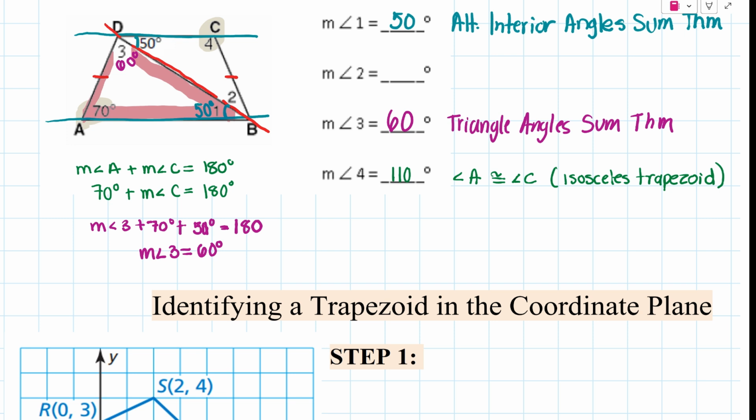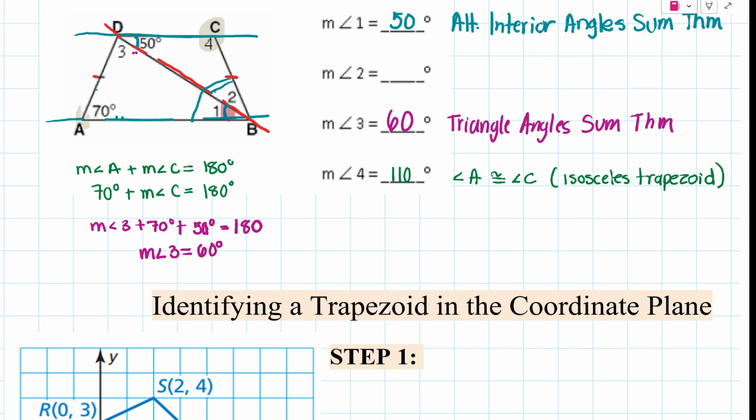Let me go ahead and erase some stuff here because I have too much highlighting, so it might be a little hard to distinguish the stuff that I'm trying to show you guys here. All right, so let me erase the highlighting. So we have an isosceles trapezoid, right?